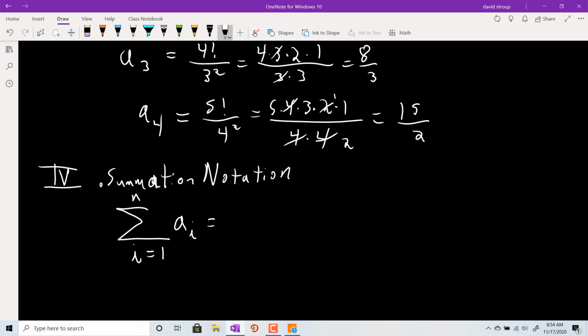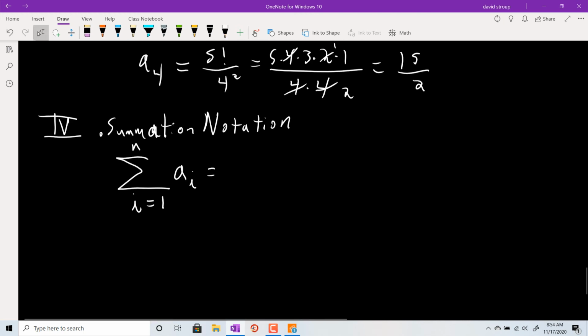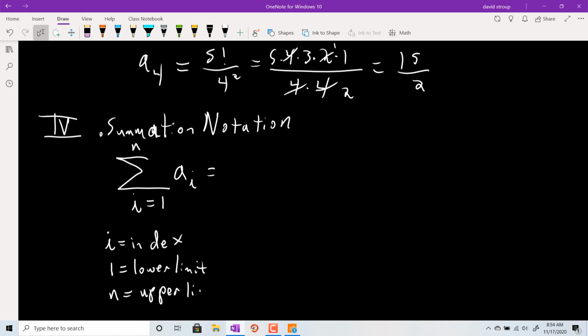Okay. So that lower thing, the I, is called the index. And that tells you where you're starting. So this guy starts at 1, and that's called the lower limit. And then it ends at n, and that's called the upper limit. And then this a sub I is a formula where you're plugging in the index values from 1 to n, and you add them all up.